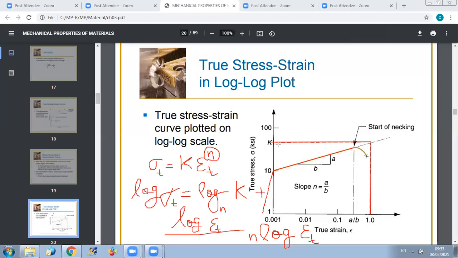And we will see together in the next session other methods to find n and K. Any question on this?